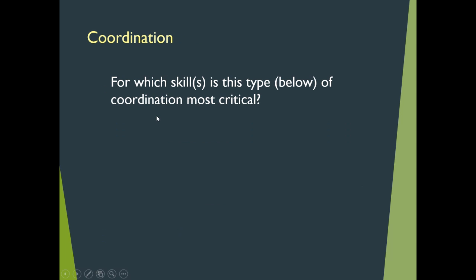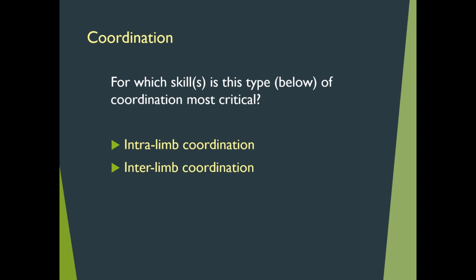So, let me clarify a number of things where coordination is involved. For which skill is this type of coordination most critical? Intralimb coordination versus interlimb coordination. Intralimb coordination suggests that all the coordination that needs to be done is within the limb.